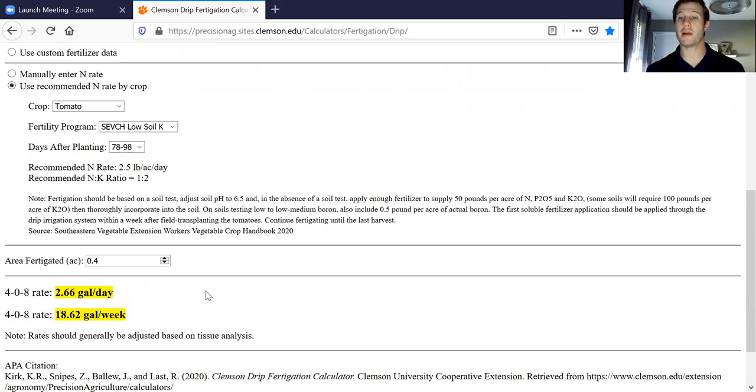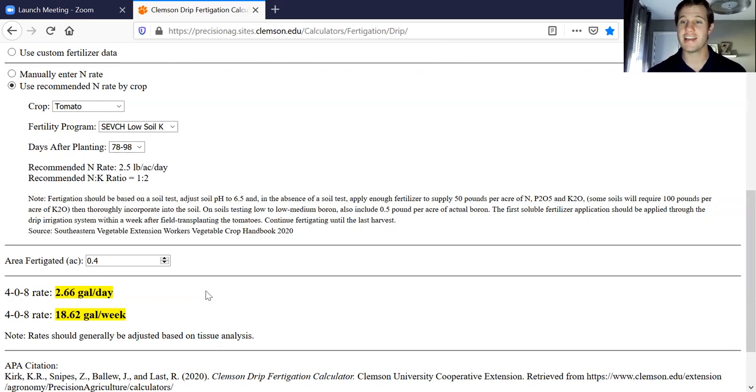We recommend that you break that up into multiple applications. The more applications, the better. And so we want to give our plants small doses of fertilizer throughout the week. And so if you can break that up into 2, 3, or even 4 applications during the week, that would be better. And so what you would do there is just simply divide 18.62 divided by how many times you are going to fertilize that week.